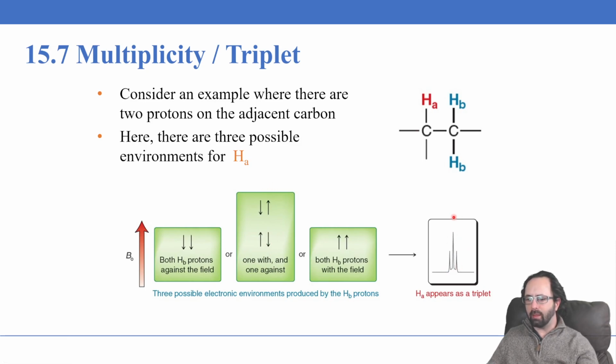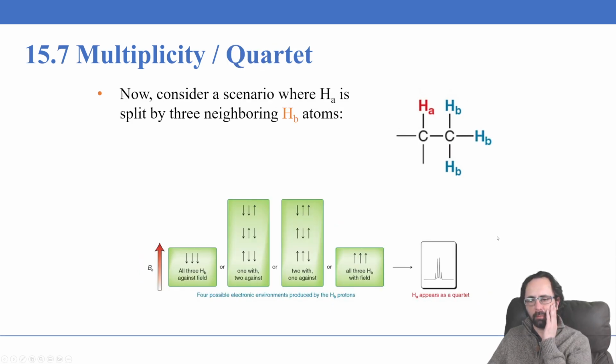And so that's why you get this kind of shape for a triplet, because statistically there are two of these possibilities, up, down, down, up, but there's only one of the down, down, and up, up. So you get this kind of triplet shape. For a quartet, it's similar.